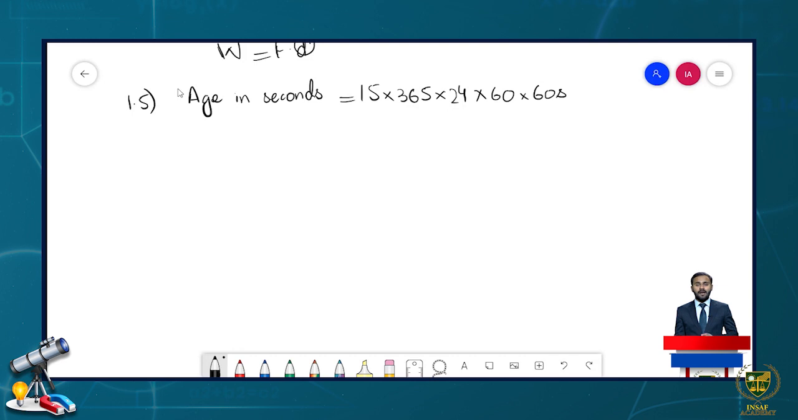Now when I multiply further, I will get an answer. So the answer is 4730 seconds. Clear? This way I have converted my age in seconds. That means in 15 years of age, the total is 4730 seconds. So we convert it into scientific notation, which is quite easier.